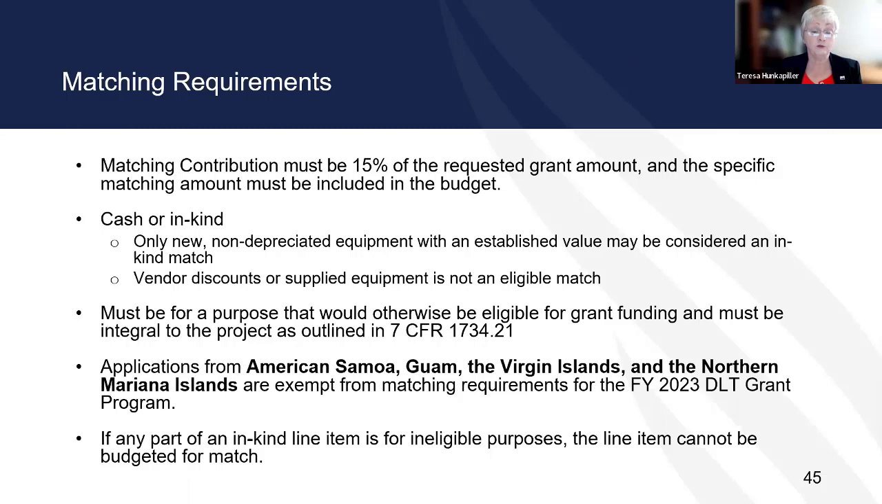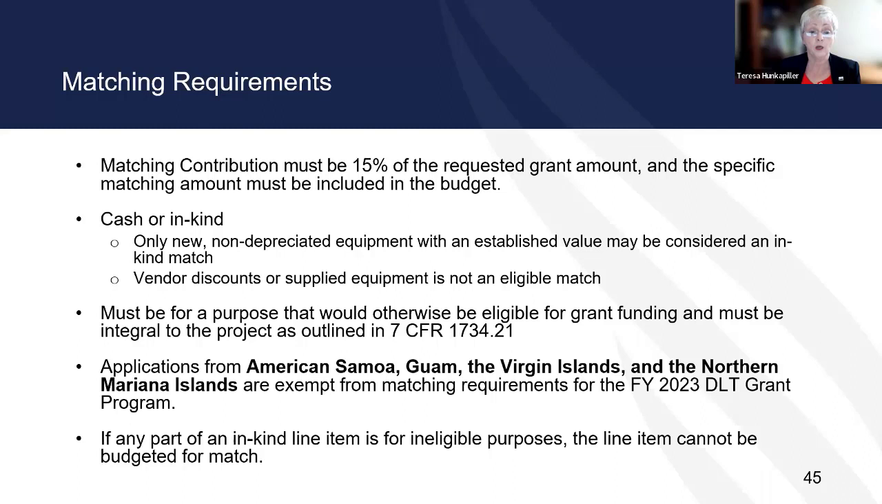We can accept in-kind, but in-kind has to be new, non-depreciated, and you have to be able to establish the value, which basically means providing us with an invoice. And it cannot be vendor discounts or the vendor supplied equipment. And it has to be something that would otherwise be eligible in the grant, whether it was being funded by match or not. I mean, there's no difference between what is eligible for grant funding and for match.